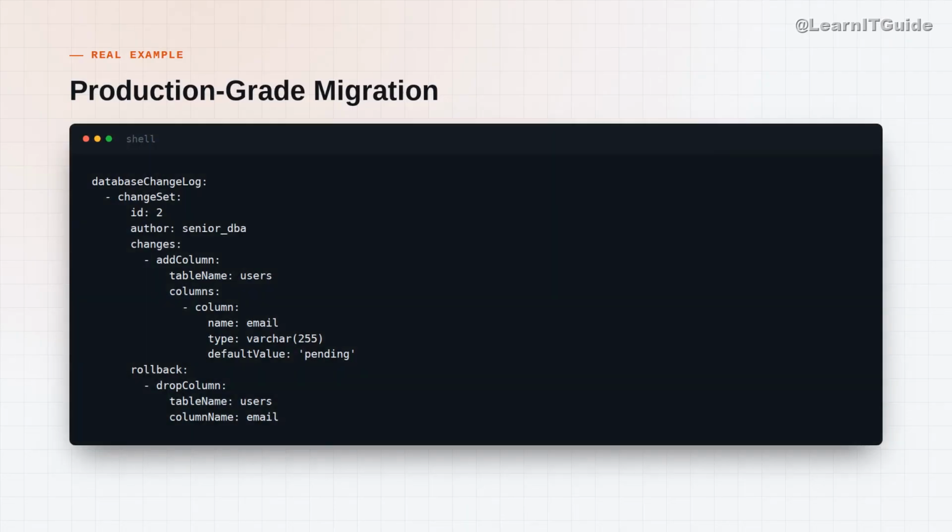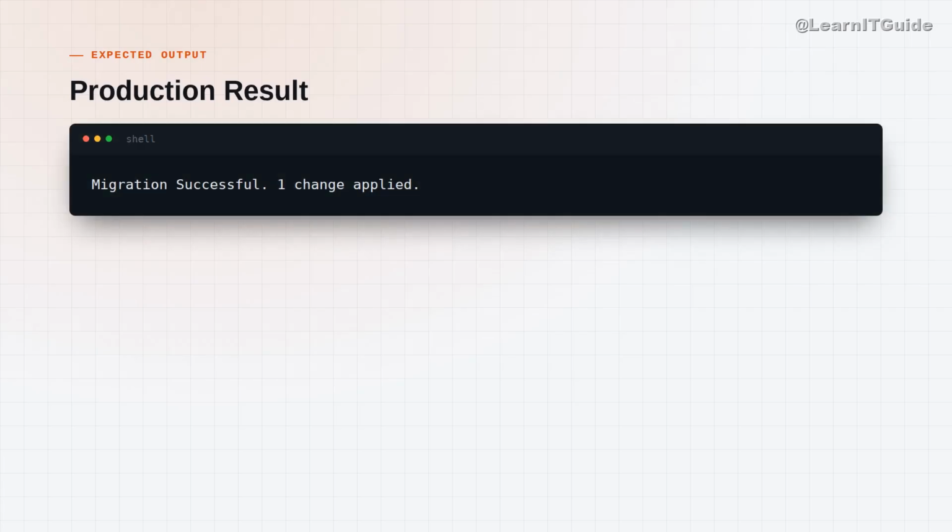In production, you must always define a rollback strategy. Notice how we explicitly added a rollback section for our column change. If this migration causes an issue, Liquibase can reverse the operation precisely. This is how senior engineers ensure that even a failed deployment does not result in a corrupted schema. The migration applies cleanly. Your production environment is now updated and the history table is tracked. This is the difference between an amateur setup and a production-grade pipeline.